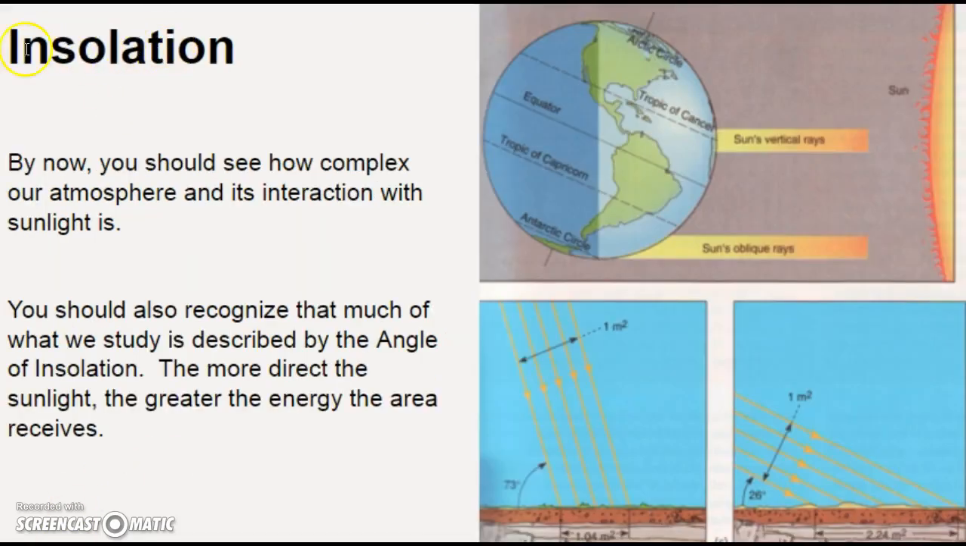And therefore, insolation or incoming solar radiation is going to influence the conditions of an area. Where the sun is directly overhead, you're going to have hotter conditions. And where the sunlight is spread out, you're going to have cooler conditions. By now, you should see how complex our atmosphere and its interactions with sunlight are. You should also recognize that much of what we study is described by the angle of insolation. The more direct the sunlight, the greater the energy the area receives. Greater angle, this is spread out over a smaller area, hotter. Lower angle, spread out over a greater area, cooler.